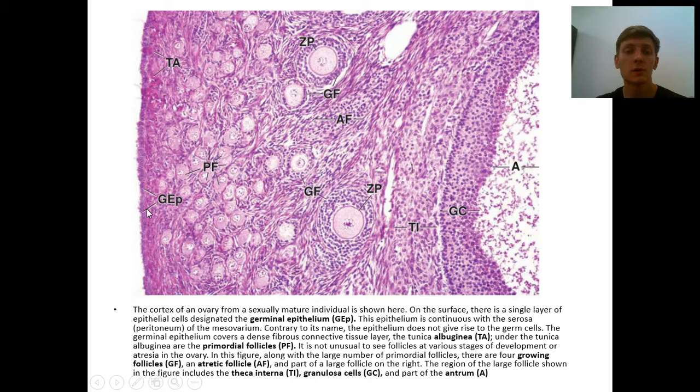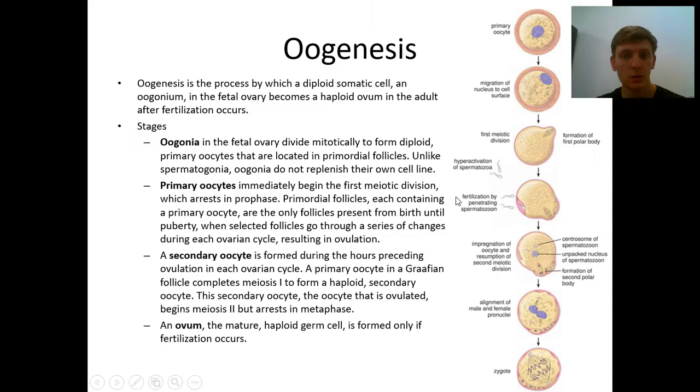So this is the histological structure. This is the germinal epithelium, mesothelial cells, but cuboidal in shape. This is the tunica albicans, a connective tissue layer below the germinal epithelium, and here we have the cortex, with primary follicles and secondary follicles, and granulosa cells, the follicular cells present here, and ZP means zona pellucida. We'll touch on it a little later.